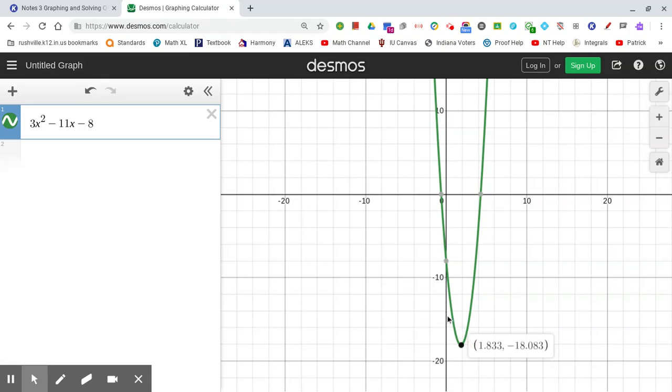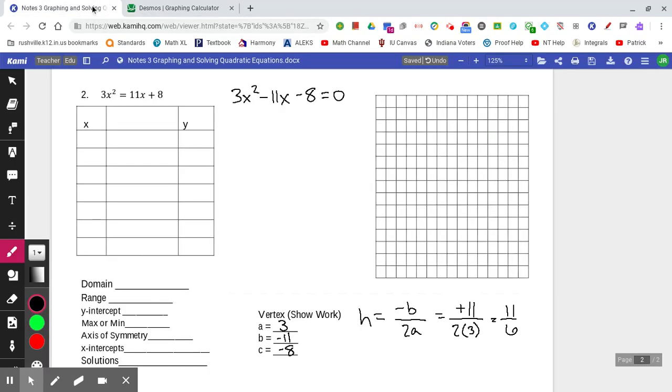All right, so we get 1.833 repeating. We just figured out that that is the fraction of 11 over 3. Or sorry, not 11 over 3, 11 over 6. This is our vertex.